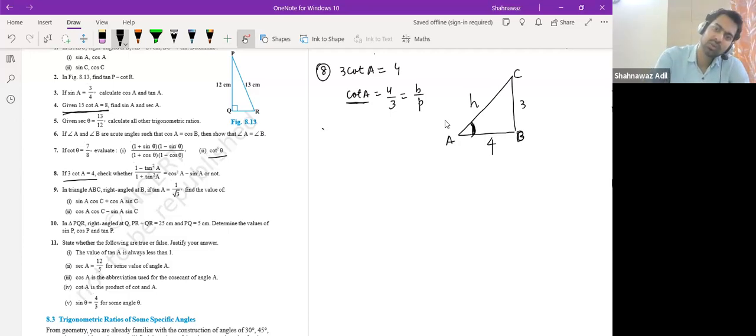Okay, so we know this perpendicular, right? We know this perpendicular, we know this base. So can we calculate this hypotenuse? Can we calculate this hypotenuse, Samar?